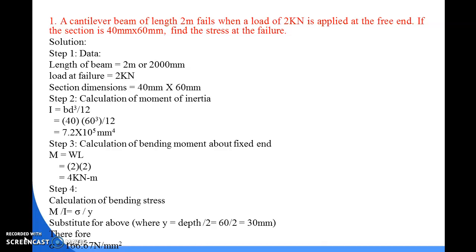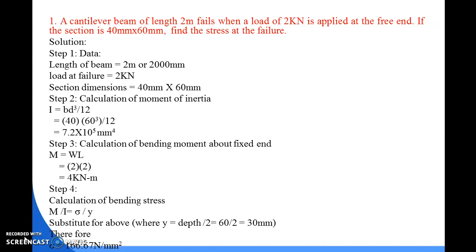So here is your question number 1. First of all, it says that a cantilever beam of length 2 meter fails when a load of 2 kilonewton is applied at the free end. If the section is 40 mm into 60 mm, find the stress at the failure.